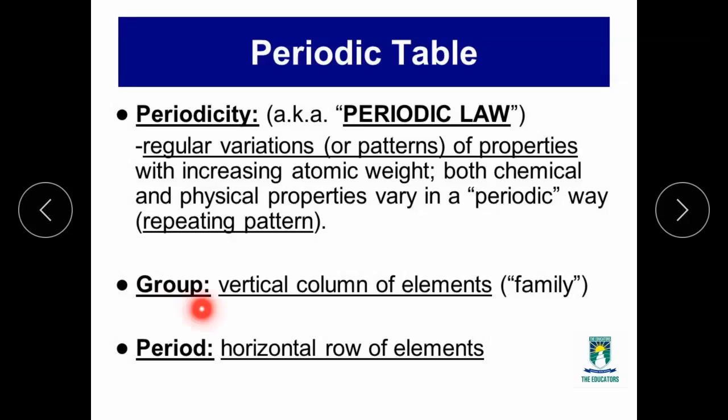What are groups? The vertical columns of elements are also called a family, whereas a period is the horizontal row of the elements. So the vertical columns in the periodic table are called groups, whereas the horizontal rows are called periods. Periodicity of properties means there is a continuous variation in the properties of different elements when we move from first element towards the next and when we move from one group towards the next. So this is called periodicity of properties.